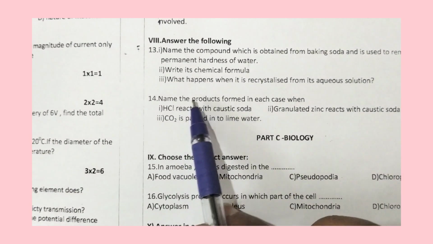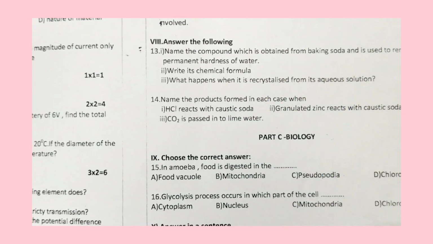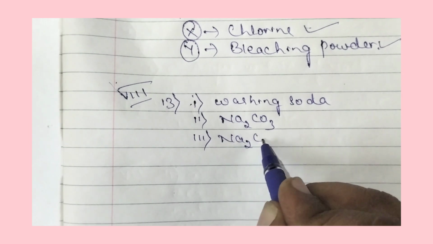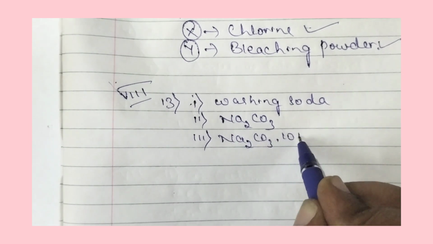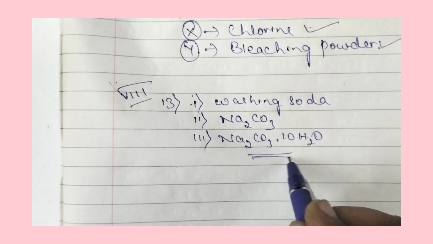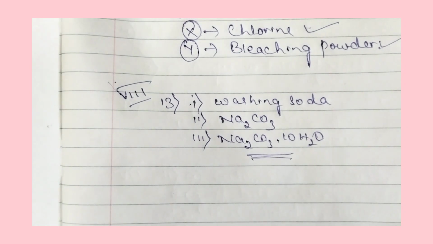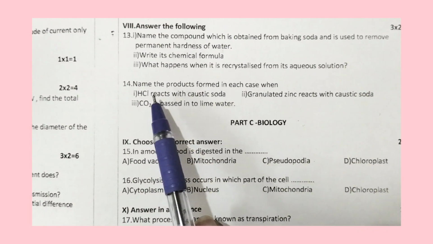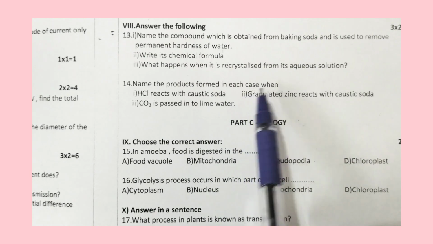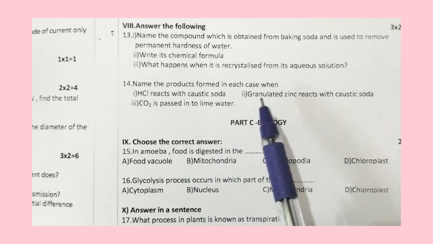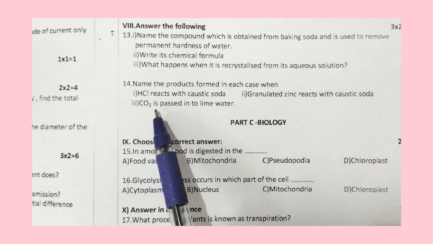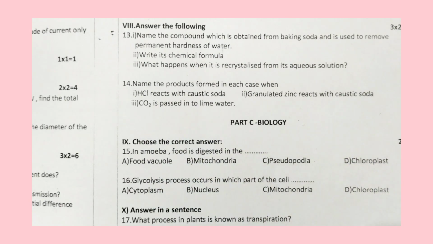Then what happens when it is recrystallized from its aqueous solution? When it is recrystallized, it will become Na2CO3.10H2O. So this is how to answer the 13th question. Now let us move to the 14th one. The 14th question is, name the product formed in each case when HCl reacts with caustic soda, granulated zinc reacts with caustic soda, and carbon dioxide is passed into lime water.